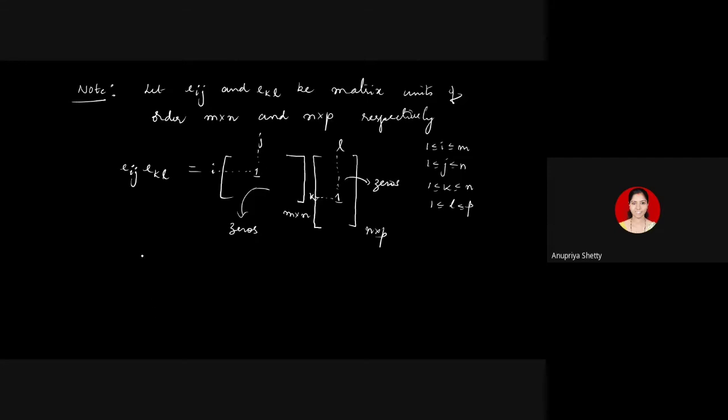Now I have to multiply these two. We'll consider two cases. One is when J and K are the same, when J is equal to K. First we'll take J not equal to K. If J and K are different, that is, the column position J and the row position K are different. Just like we multiplied previously E and A, we will multiply the row of the first matrix with the entire second matrix.